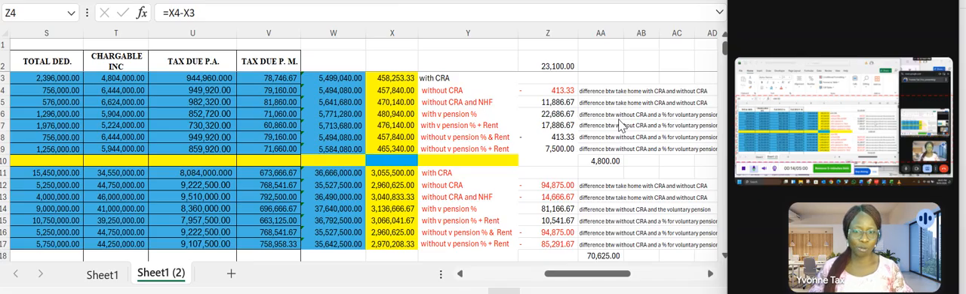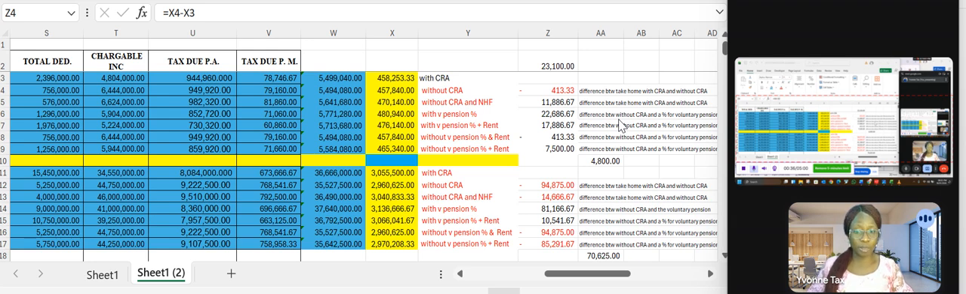So for my last section, I was trying to talk about the fact that the removal of CRA was actually replaced from the first 800,000. So there's nothing to actually be scared about, but just follow suit. For the low-income earners, your take home without the rent, without voluntary, without anything, reduced by 413 naira, and for high income earners reduced by 94,000 naira.